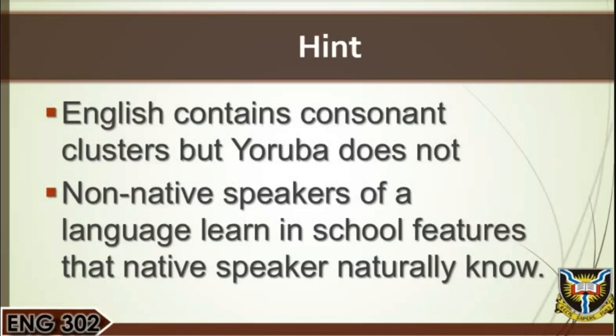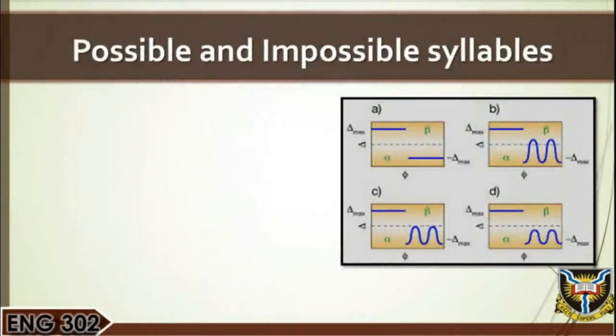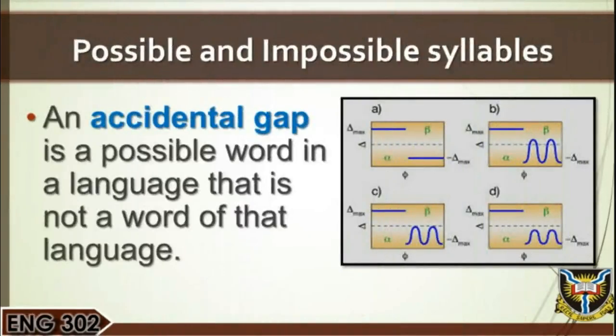Possible and impossible syllables. We already know that there are particular ways in which each language structures its phonemes to form syllables. We also know that this structuring is based on rules, not arbitrarily done. However, sometimes we may come across some words that look like a word from a language we know, but still sound or look strange to us. An accidental gap is a possible word in a language that is not a word of that language.